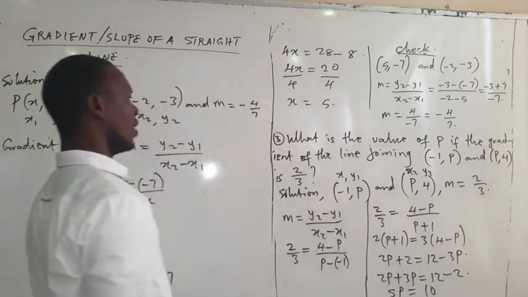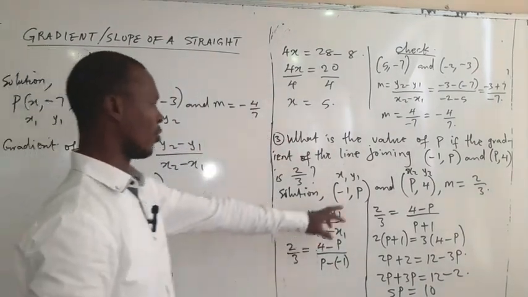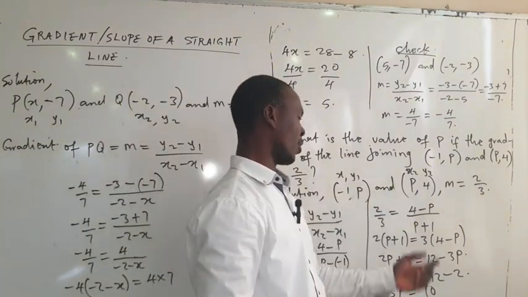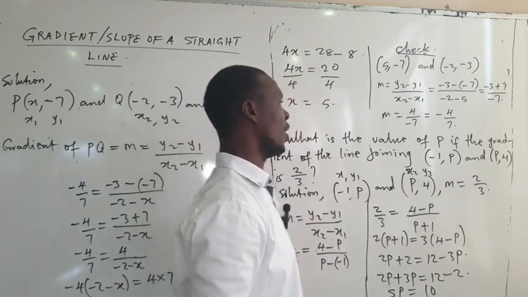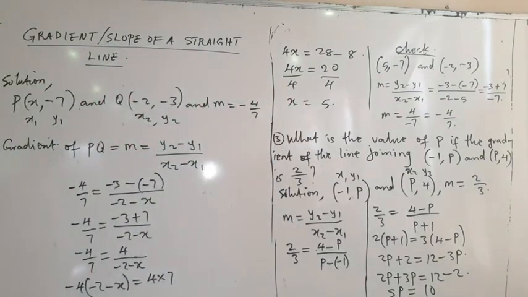You can as well check for this. That is, in place of p, for the first point and the second point, just put 2, and you will find the gradient will be 2 over 3. So that is that one, question number 3.